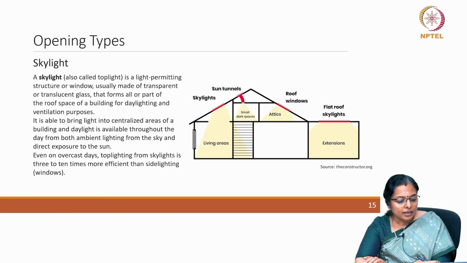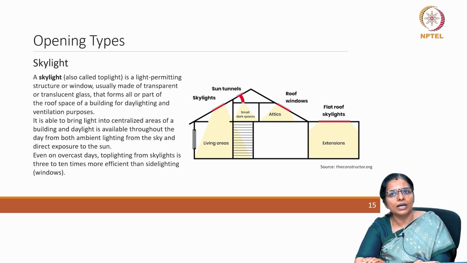The next type of opening is called a skylight. A skylight, also called a top light, is a light permitting structure or window usually made of transparent or translucent glass that forms all or part of the roof space of a building for daylighting and ventilation purposes. It is able to bring light into centralized areas of a building, and daylight is available throughout the day from both ambient lighting from the sky and direct exposure to the sun.